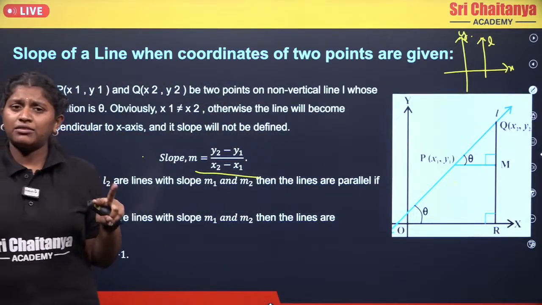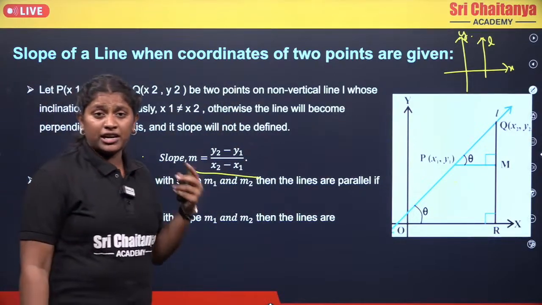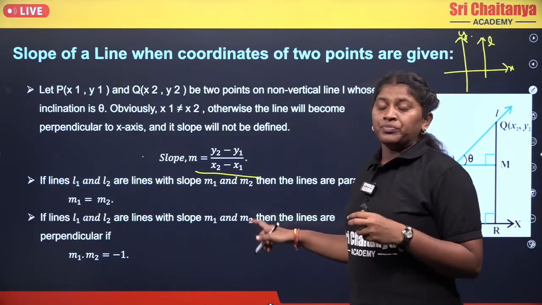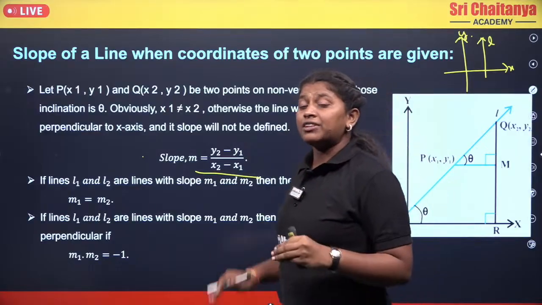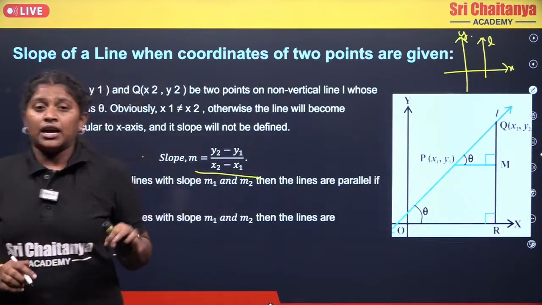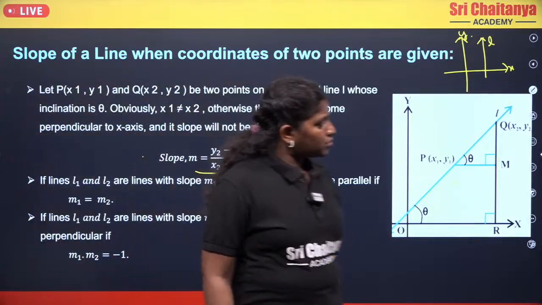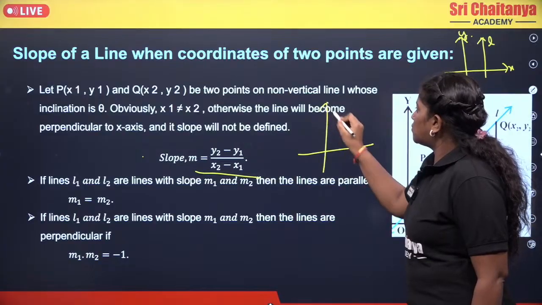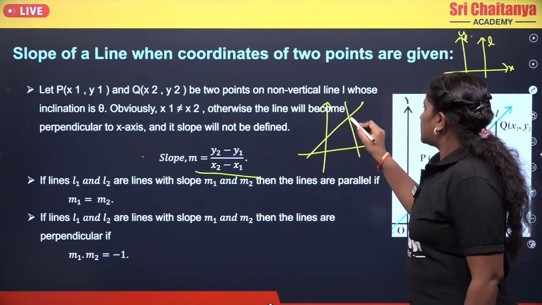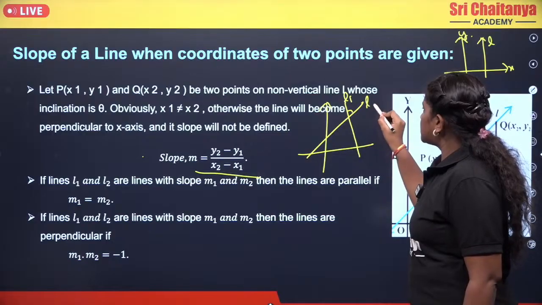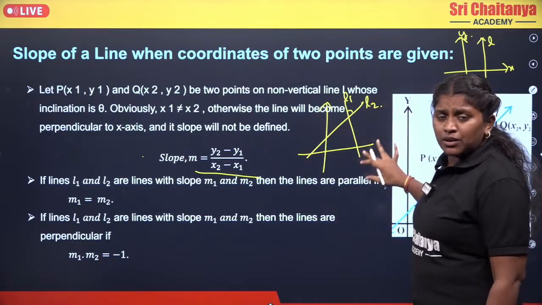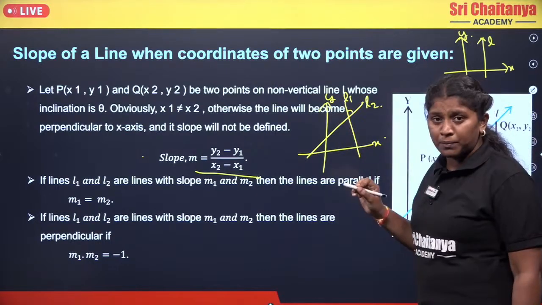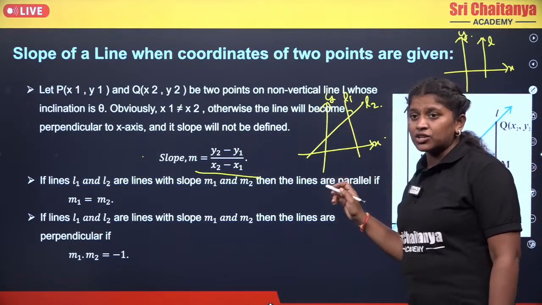So now coming to the next one. If we want to derive the relation between the given two lines L1 and L2, which have the slopes m1 and m2, then the lines will be parallel if they have the same slope. Just consider that this is your L1 and this is your L2. Now these will be your intersecting lines, but if you want to know whether these lines are parallel lines or perpendicular lines, we have conditions in order to say that.